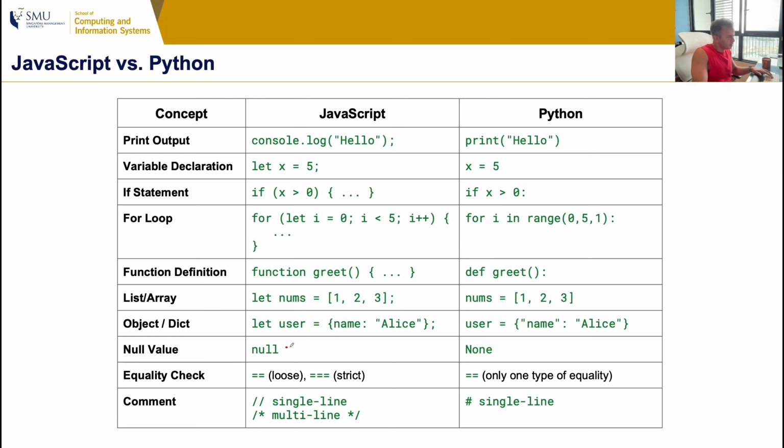Null value is a bit different. And then equality check. There are two ways of comparing two values.